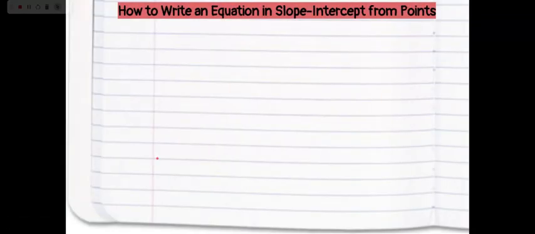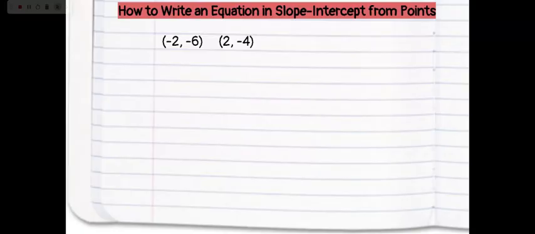Find the sheet that says how to write an equation in slope-intercept form from points. It's on the back of one of your papers, probably. If you don't have the handout, it's okay. You can just write them in your notes. Let's walk through a problem.